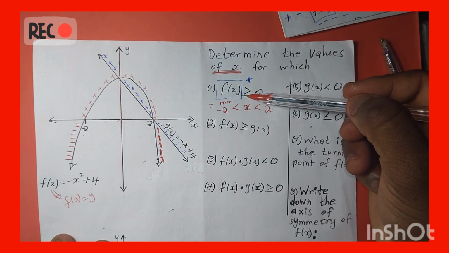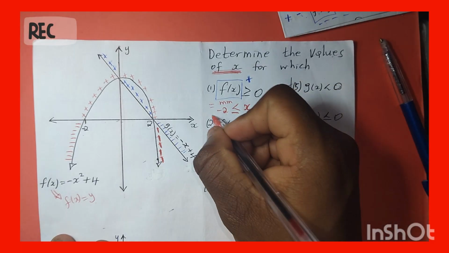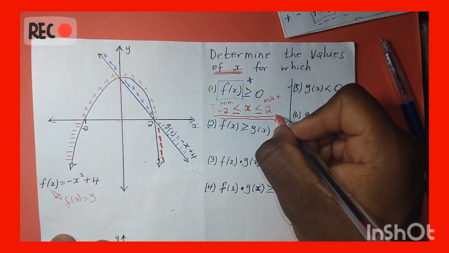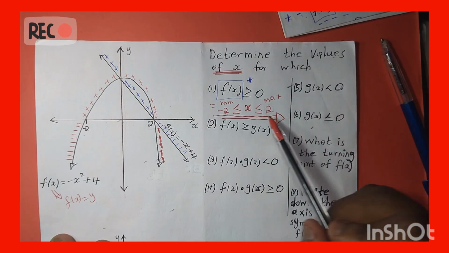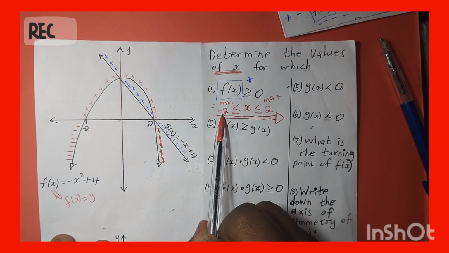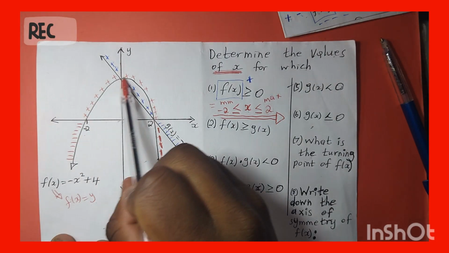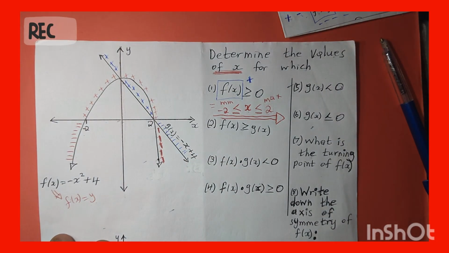And here, because you have equal, you put the equal sign here. So this will be your final answer. What does that final answer mean? It means for all the values of x which are between -2 and +2, the graph will be positive there.